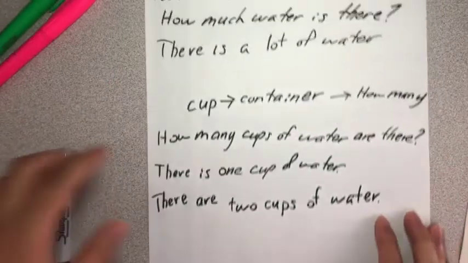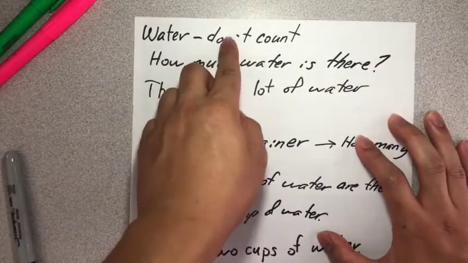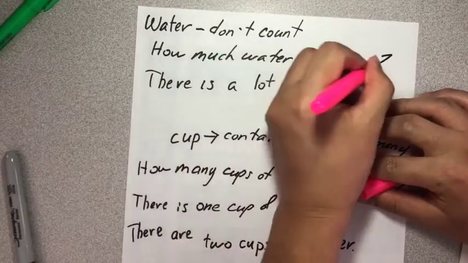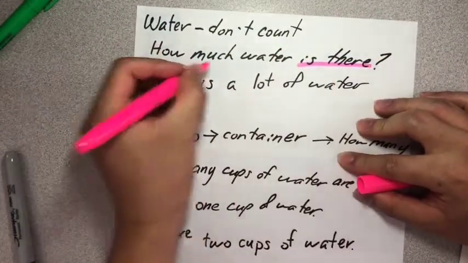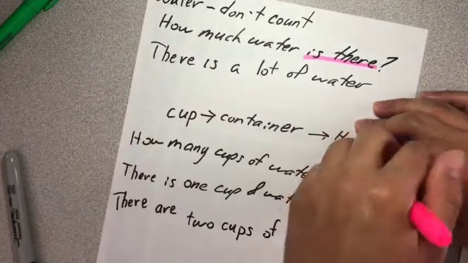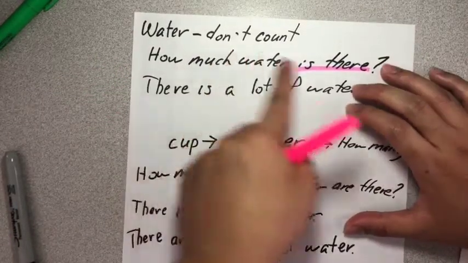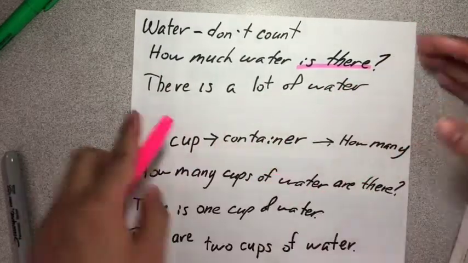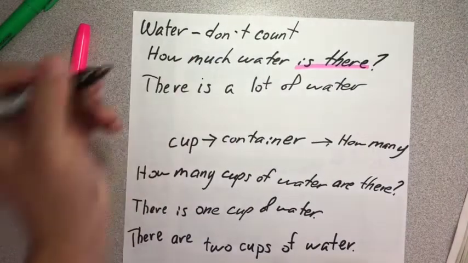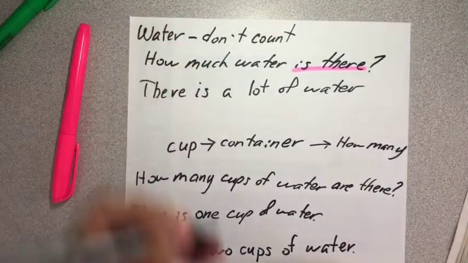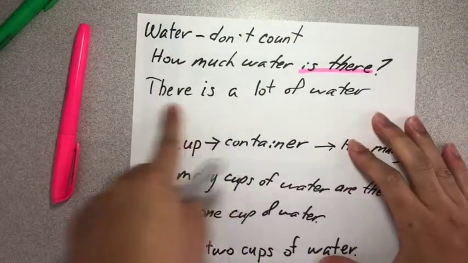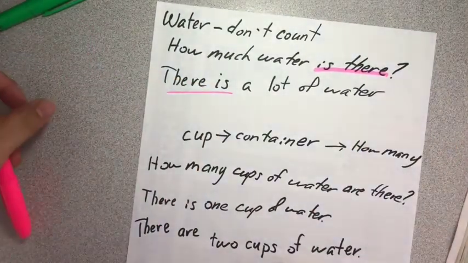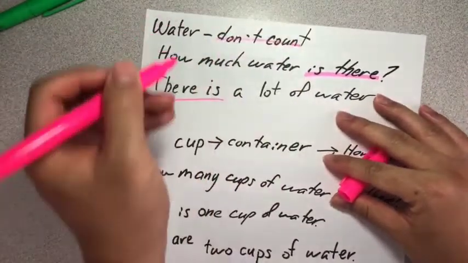Okay, so when we have something we cannot count, we say is there and how much. So we say, how much water is there? And the answer is there is a lot of water. The answer has there is. This is for things we don't count.